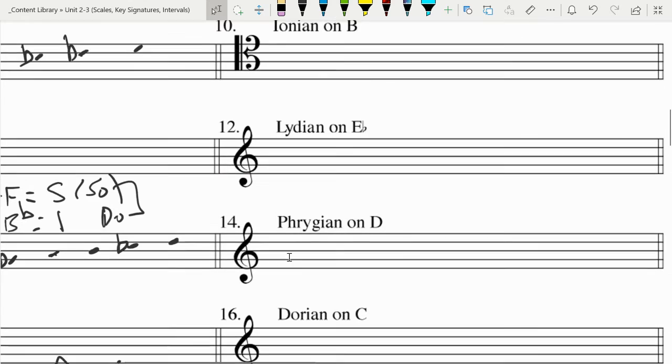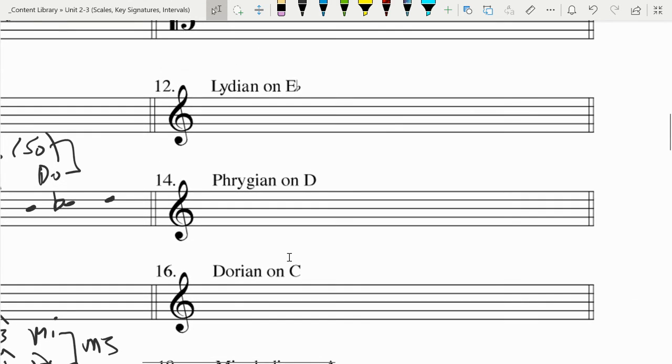Okay, let's do Lydian on E flat. So that's number 12. Again, always start on the correct note. Here's E flat. Build your diatonic scale: E flat, F, G, A, B, C, D, E flat. And then we'll do the relative way first. So "I don't play loud," that would be the 4th mode. So do, re, mi, fa. 4th scale degree in major would be E flat.